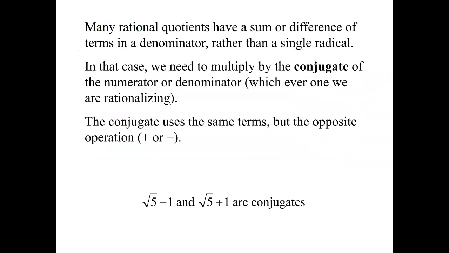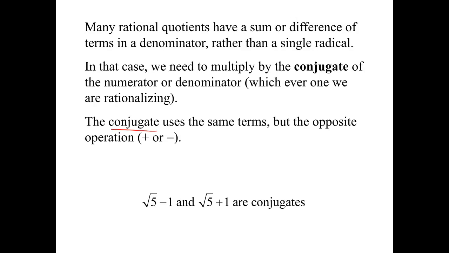Okay? Now, we have two ways of rationalizing. That was when we have one term in our denominator. There was one radical expression. Sometimes we have two terms. They both may or may not have radicals in them. So when we have two terms, it's a different method called multiplying by the conjugate.